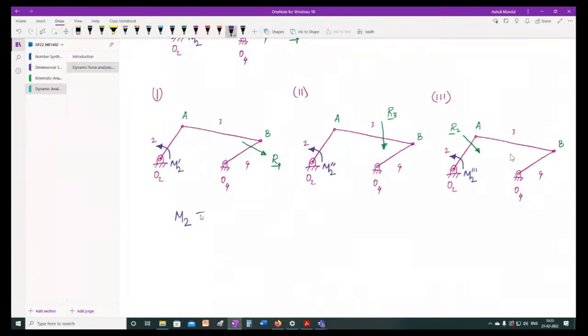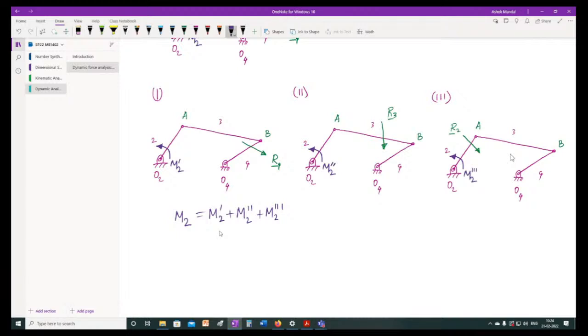M2 is the summation of all these torques which we found in our different steps. This is nothing but the superposition principle.